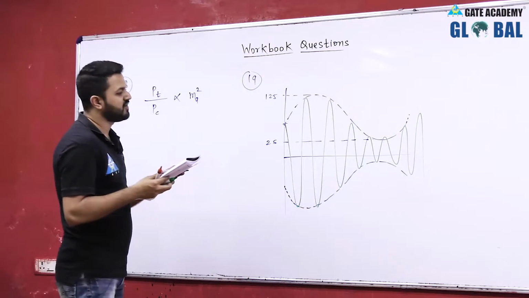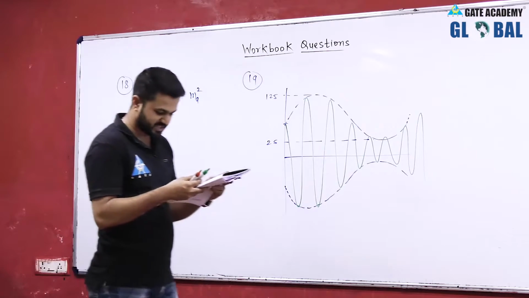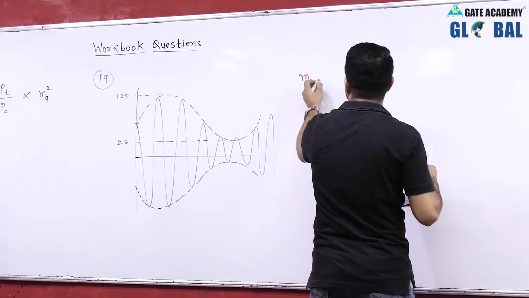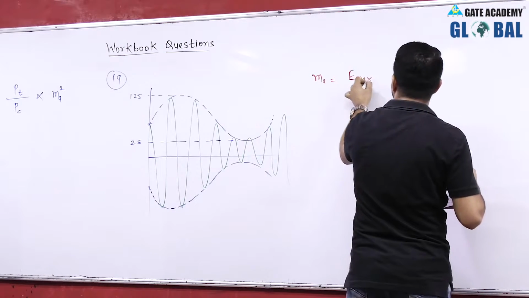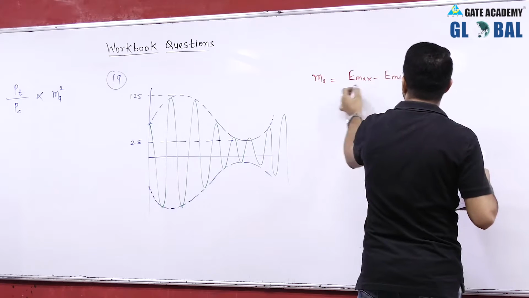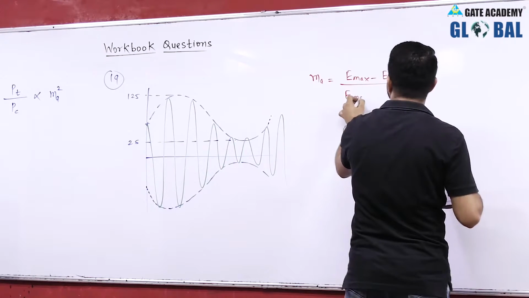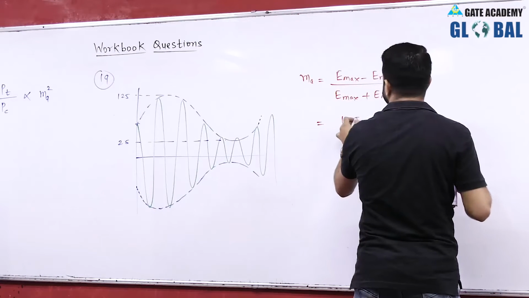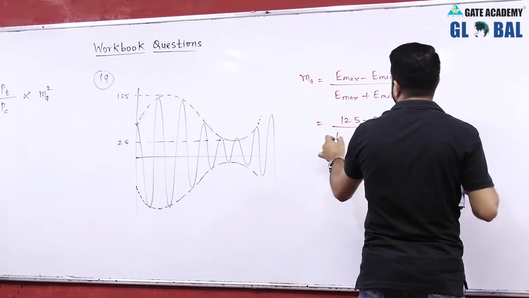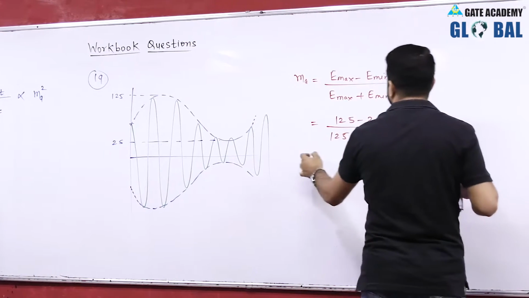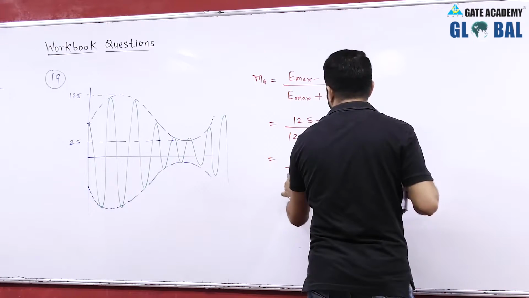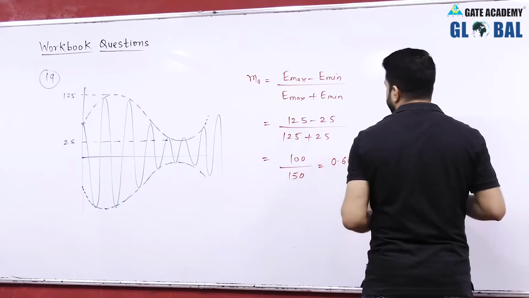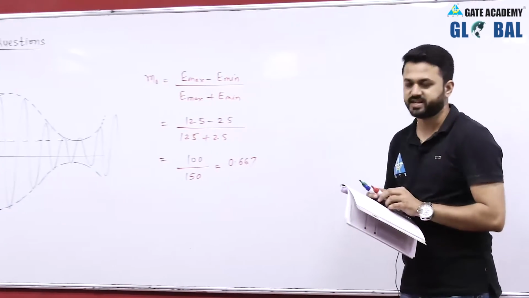From the waveform of the amplitude modulated signal, because this is a sinusoidal modulation, we know that the modulation index MA is Emax minus Emin divided by Emax plus Emin, and it is equal to 125 minus 25 over 125 plus 25, which is 100 divided by 150. So this is equal to 0.667.